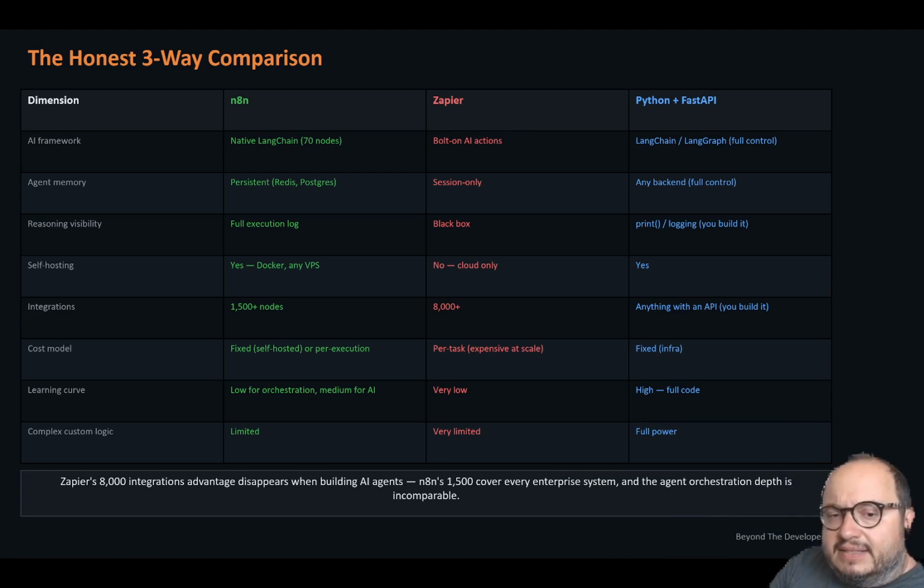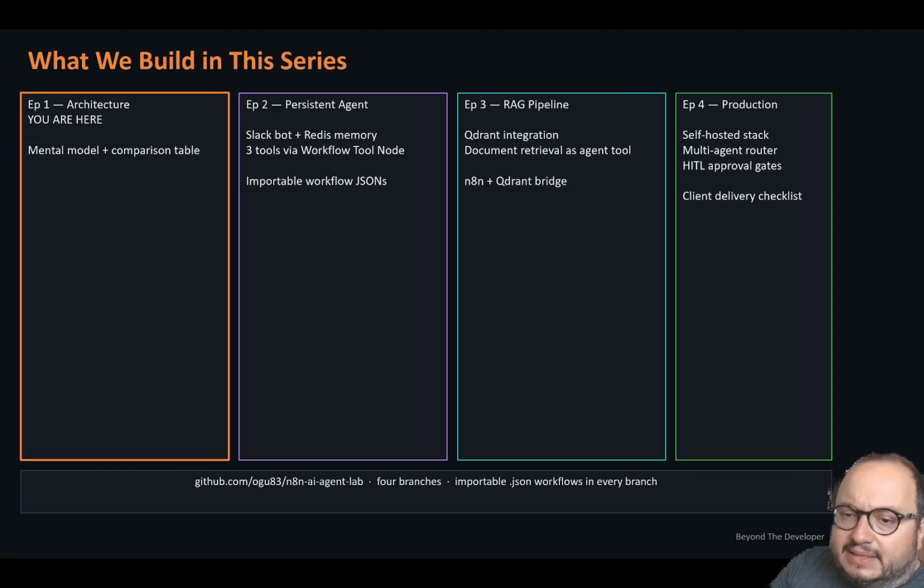Let me close with what this series actually builds, so you know where the next 3 episodes go. 4 episodes, 1 growing system. Episode 1, this one, gives you the mental model. We have not written a single node yet. That changes in episode 2.